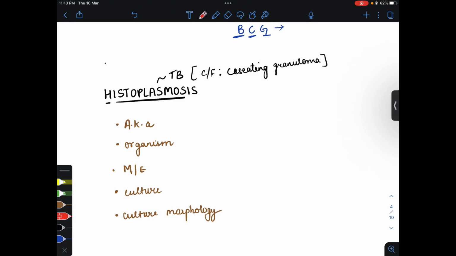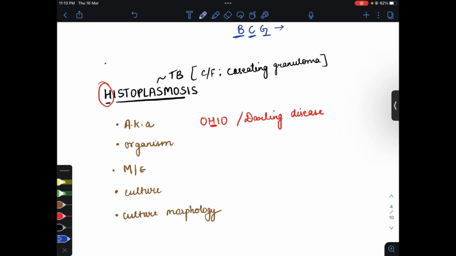Now what are the other names for histoplasmosis? The other name of histoplasmosis is Ohio disease. From the H we remember Ohio disease, or the other name is Darling disease. These are the other names for histoplasmosis.